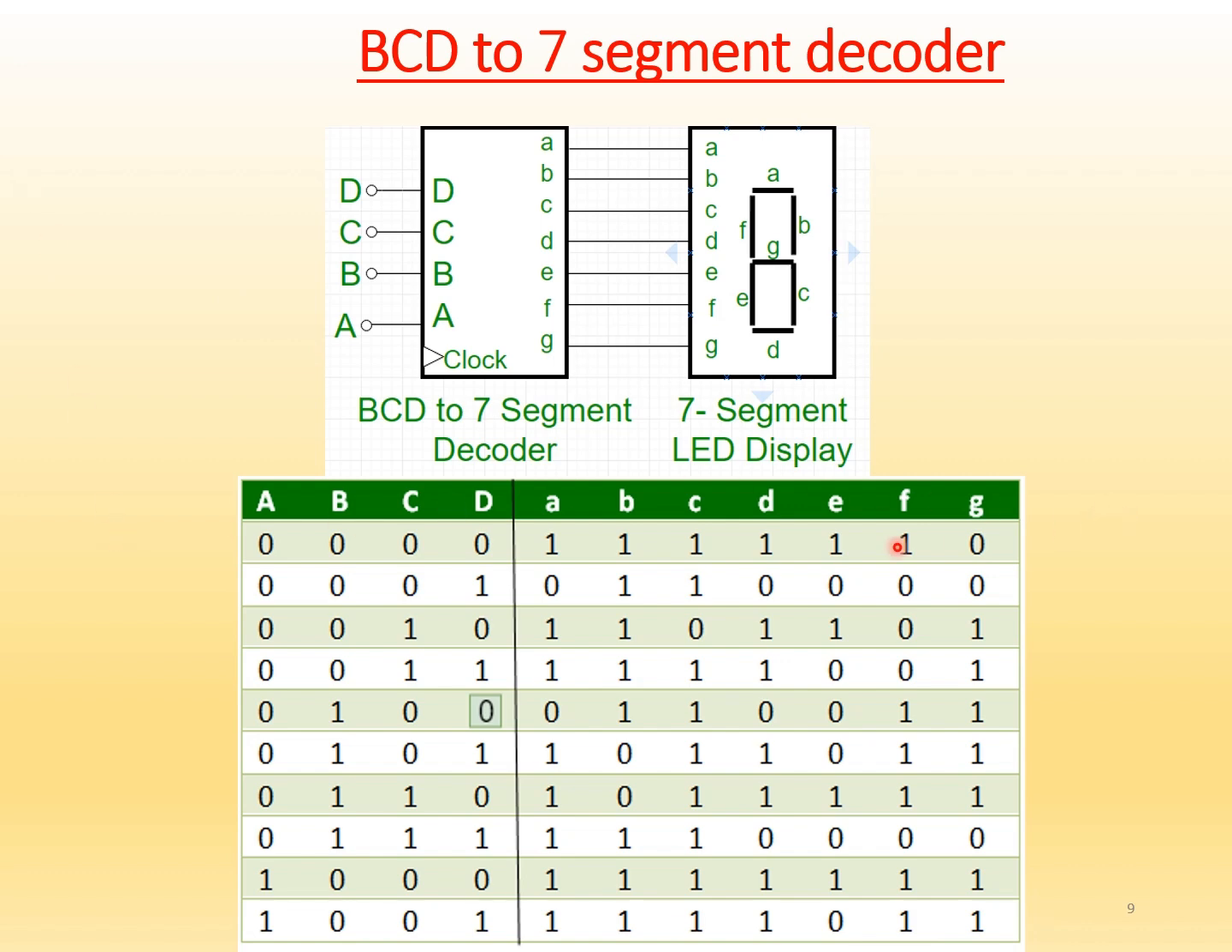Here the input-output function table is given for the decoder. For all zeros, A is 1, B, C, D, E, F are all 1, only G is not 1. Likewise, where the input is 1, only B and C should be 1, and all others are 0. When it is 9, then A, B, C, D are lit, E is not lit, but F is lit and G is lit. And BCD code is used for 7-segment display.